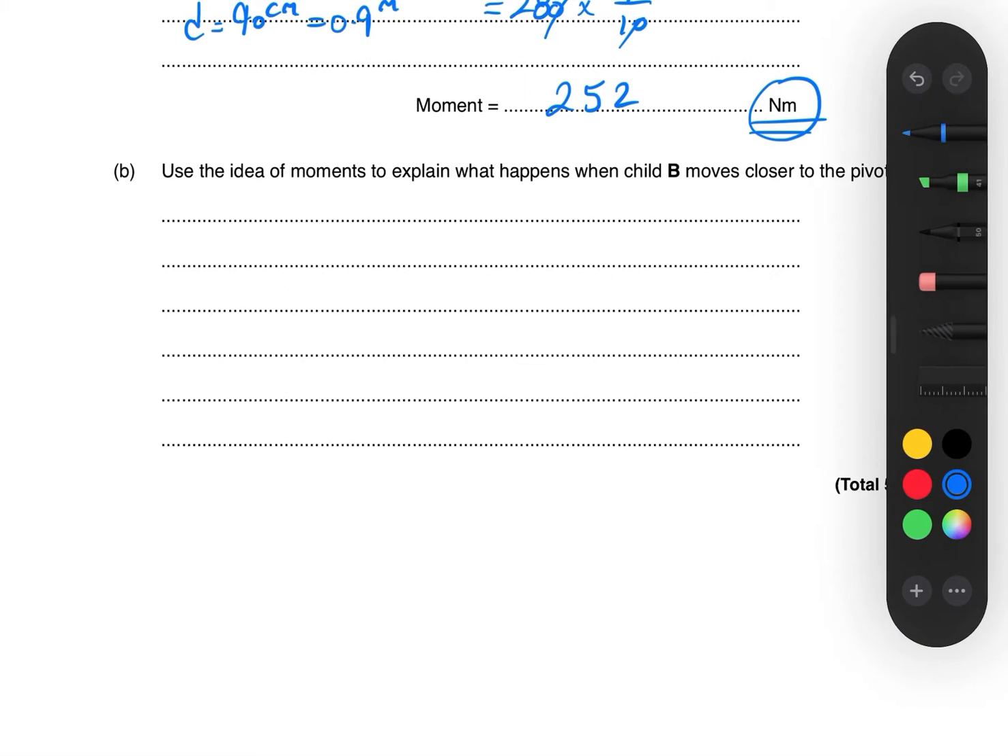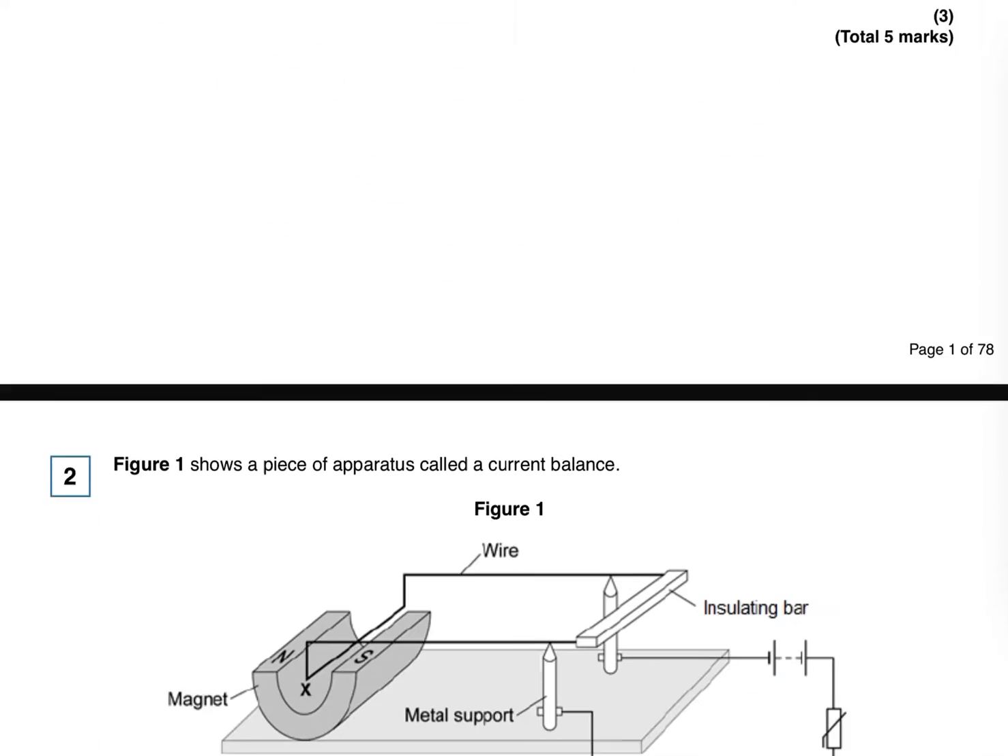So you can write that moment decreases because distance has decreased. Let's move on to another question now.